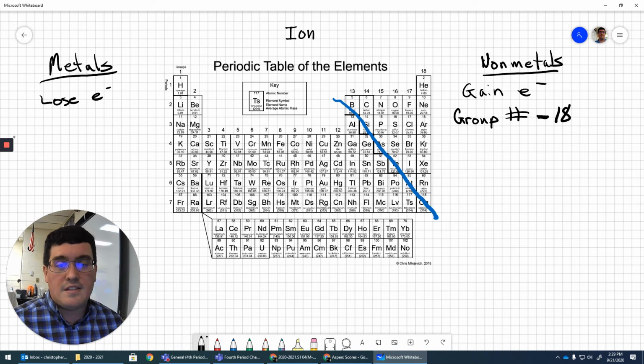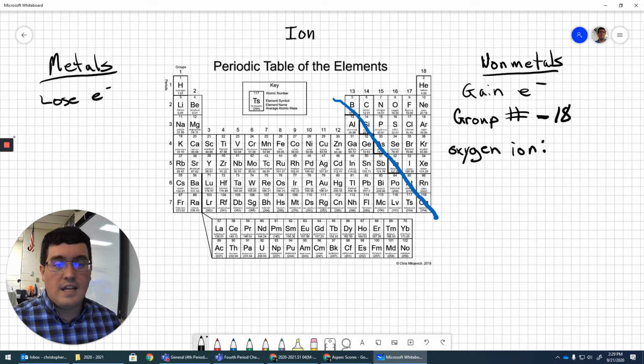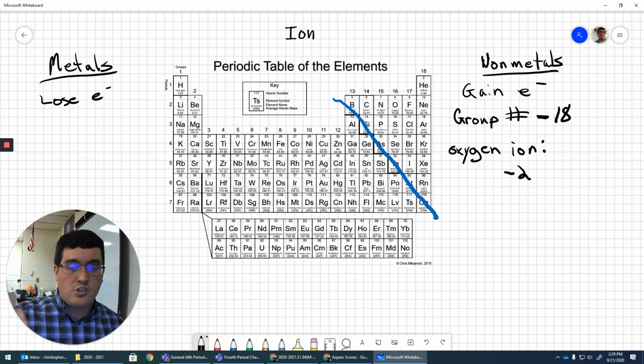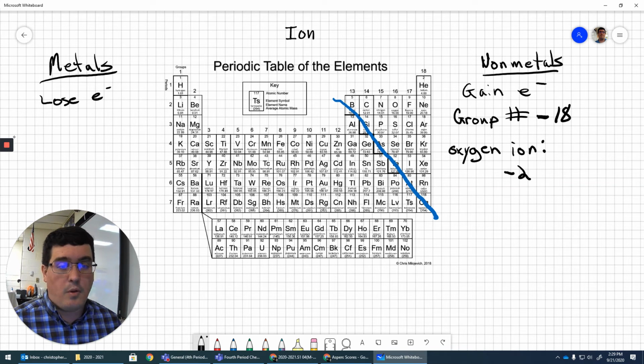But if I want to look at some other element, for example, oxygen, the oxygen ion that I expect to form is, it's in group 16, so I take 16 minus 18, and I get -2. To fully write that oxygen ion, I take the symbol and put the charge in the upper right-hand corner, just like this. So there is the oxygen ion.